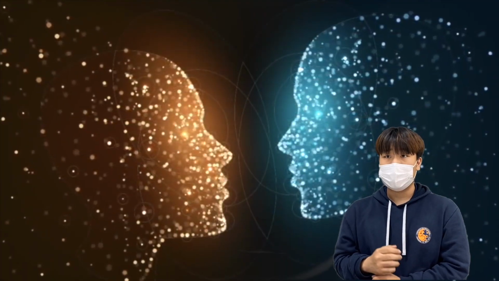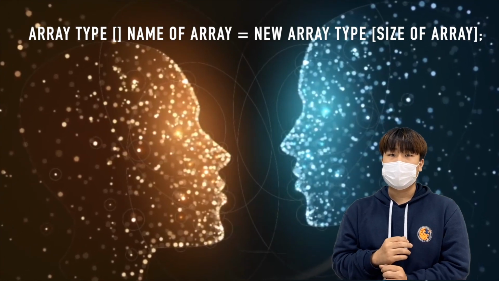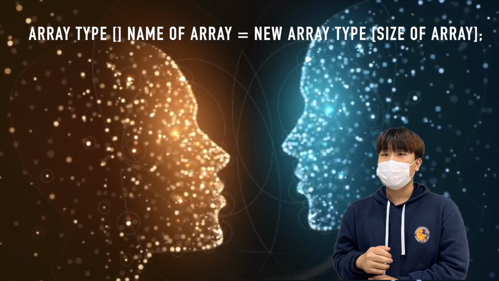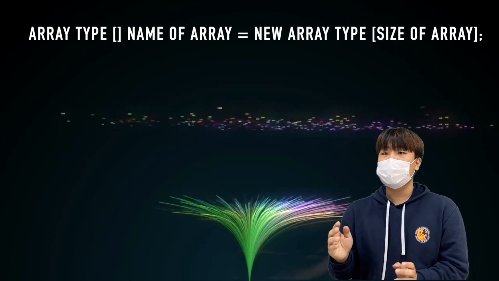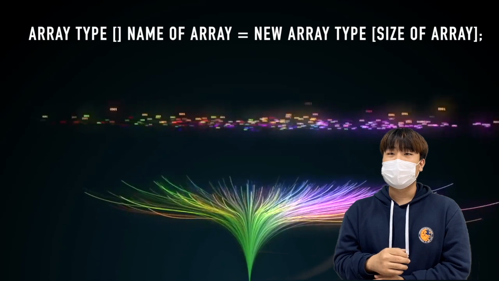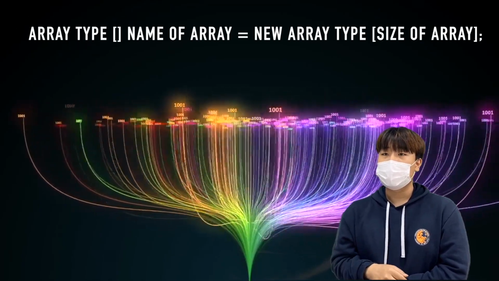The basic format will be like this. You first have to declare its type and specify it is an array, then the name, equals, which is an assignment operator, and the keyword new, the type of array, and its size. The reason you're using the keyword new is that an array is an object.